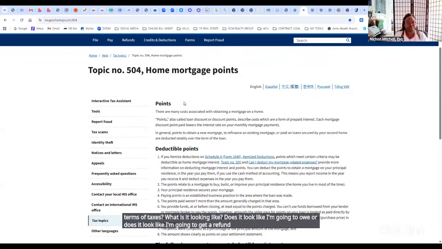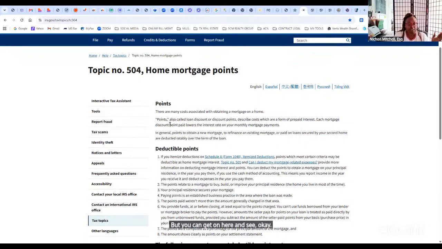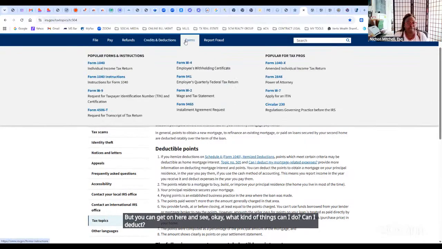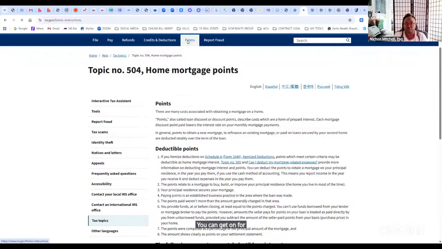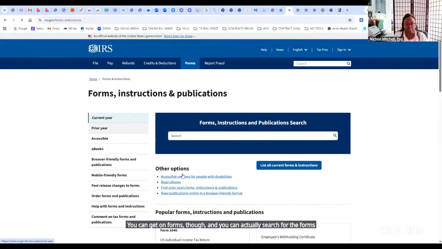But you can get on here and see what kind of things you can deduct. So forms will tell you. You can get on there and say, okay, here's this form, this 2848. If you need a power of attorney, like we needed one for my dad, you can get on forms and search for the forms that you need, and it'll pull current year, prior year. They have ebooks, mobile friendly forms right here.